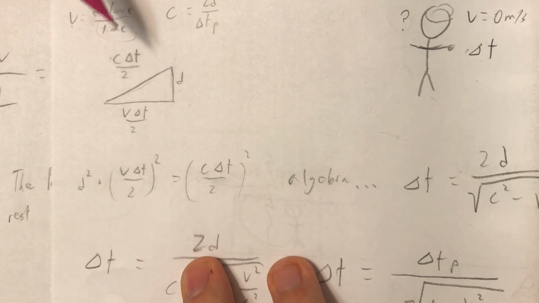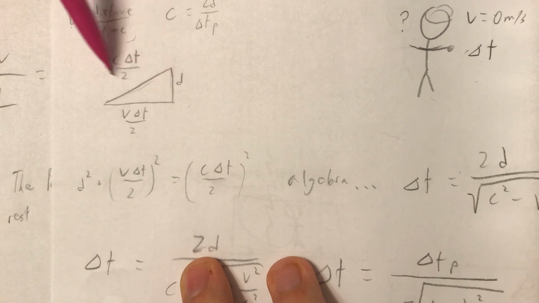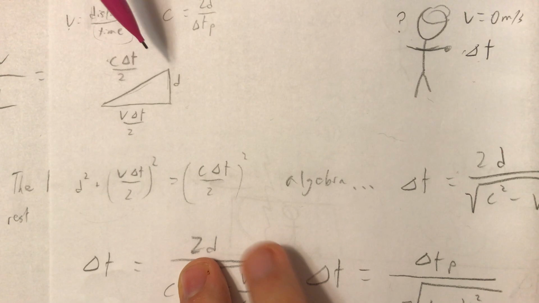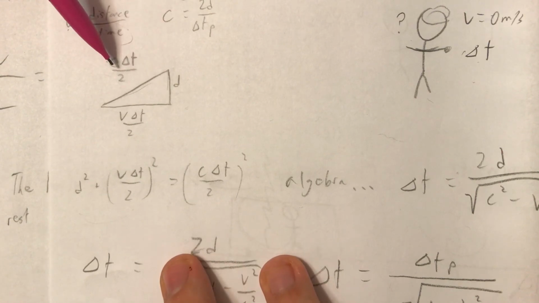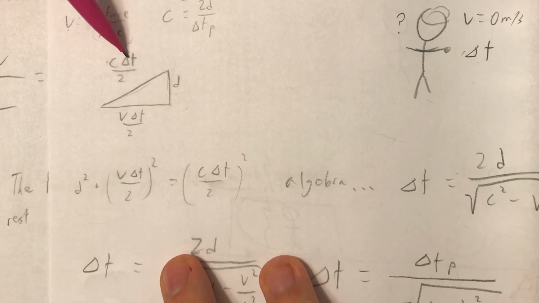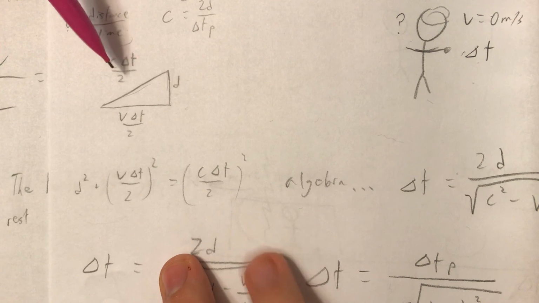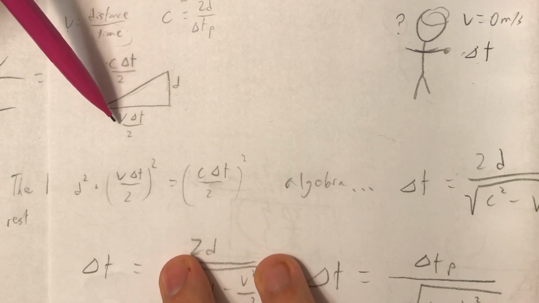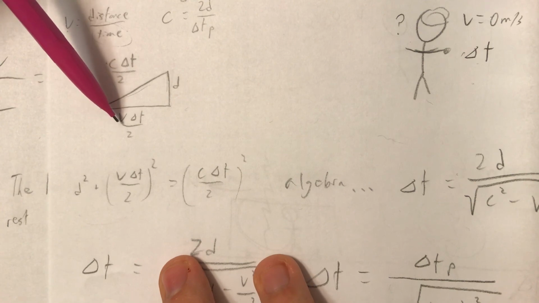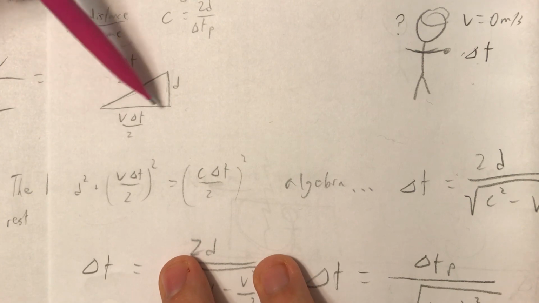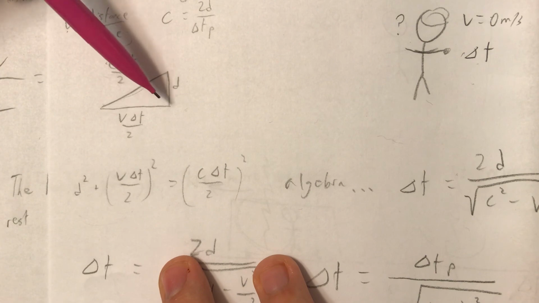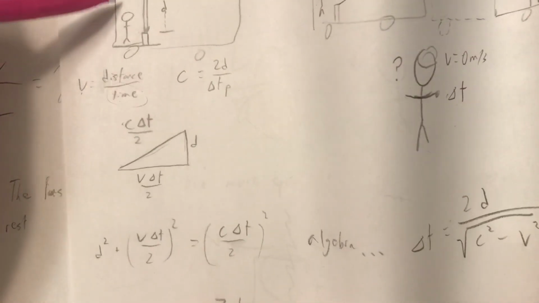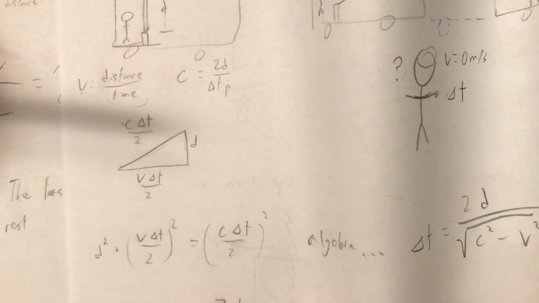Okay, so what we're going to do is the Pythagorean theorem. Actually, let me break down this triangle again. Light with a speed of c over the amount of time travels this distance. The train car with a velocity v over a certain amount of time travels this distance, and the light from the moving observer's perspective travels the distance d.